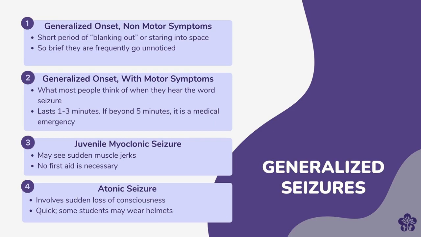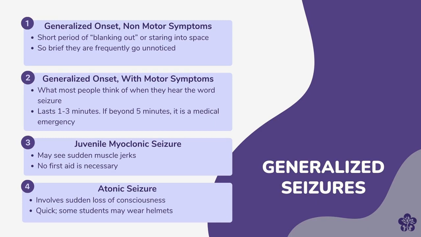The second type of generalized seizures is what most people associate with epilepsy and seizures in general, but it's not the most common. A generalized onset with motor symptom seizure begins with a hoarse cry or a moan, followed by loss of consciousness and a fall to the ground, whether the student is standing or sitting. The moan is simply air that is compressed from the diaphragm. The person is not in pain at all.